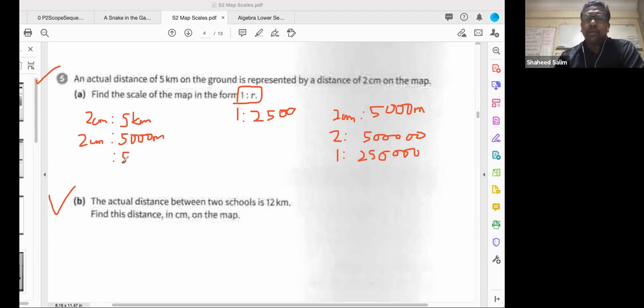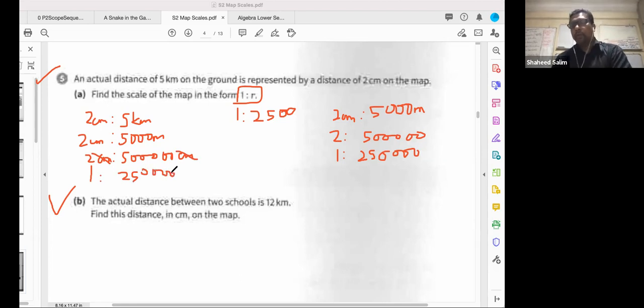So now you change to cm, you times by 100, you get extra zeros. Now when it's the same already, you can cancel off the unit. Then you want to bring it to 1, divide by 2. Divide by 2, 250,000. Okay? You must be able to switch from here to this form. You must be able to do all this, to switch all this from here to here. Okay, now you try.